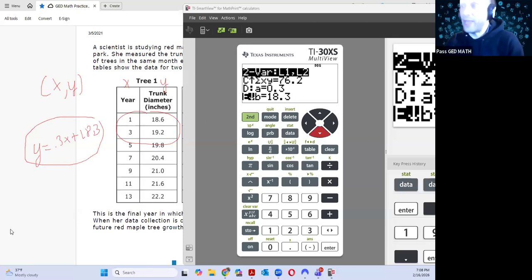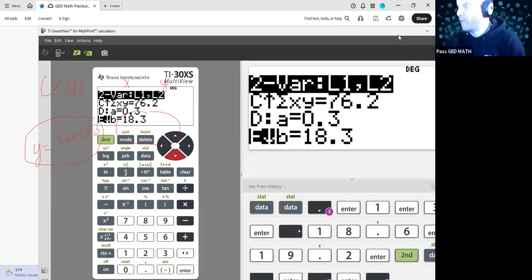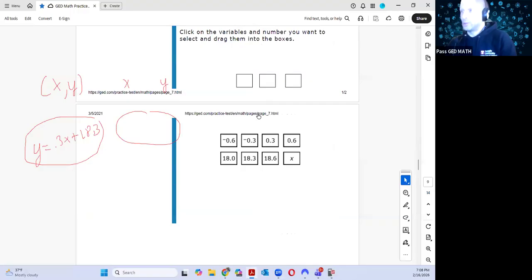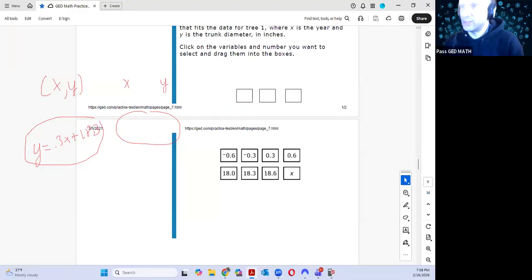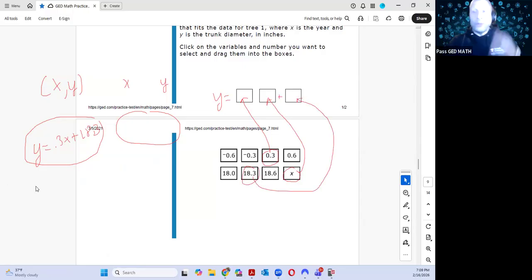That question went from an impossible question to a difficult question. Now, all we're doing here is dragging. This says y equals, so we would drag the 0.3 right there, we would drag the x right there, it would have a plus right here, and we would drag the 18.3 to here. An almost impossible sounding question became a 15 to 20-second problem because you identified your givens, identified what they want, and then went back to that chart for tree 1 and grabbed your 2 points.